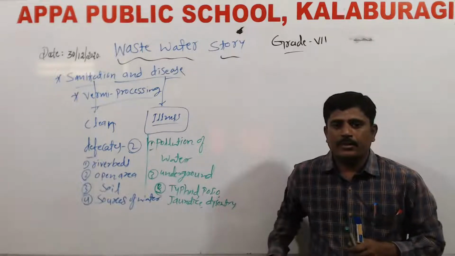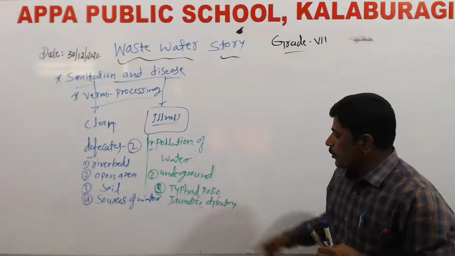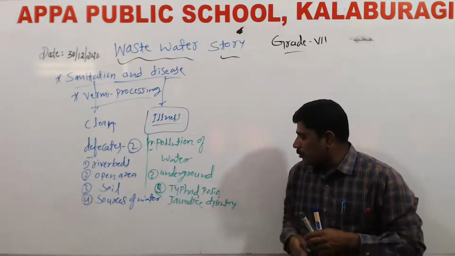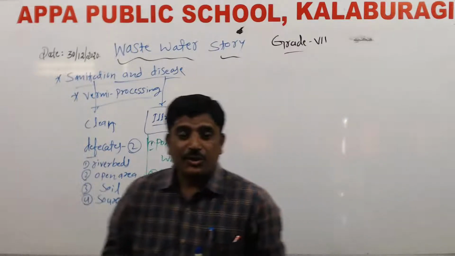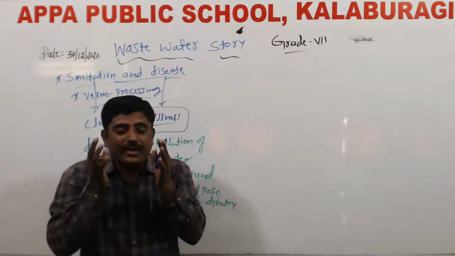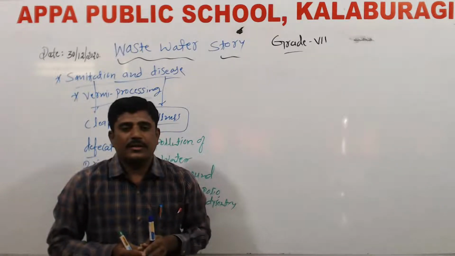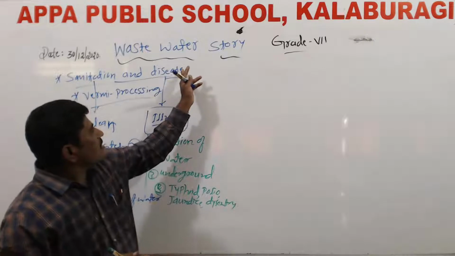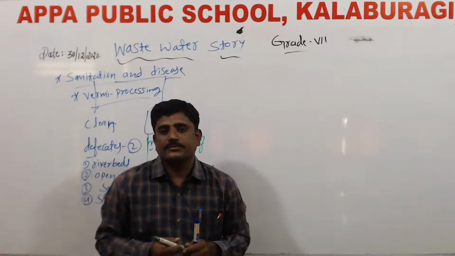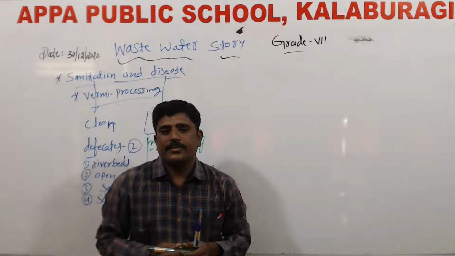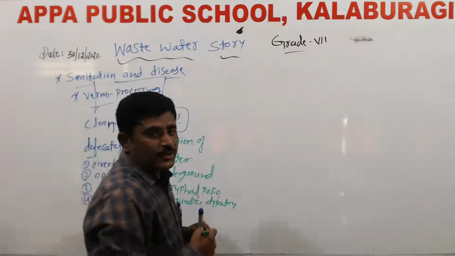Isn't it? You should remember these points. Pollution of water, underground water gets polluted, and typhoid, polio, so many diseases are caused due to unhygienic conditions if you do not maintain sanitation, isn't it? So this is the relation between disease and sanitation. We have to maintain the sanitation, isn't it? Yes. After this, alternative arrangements of sewage disposal.